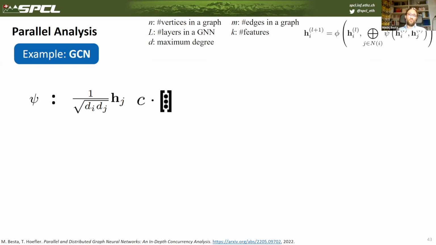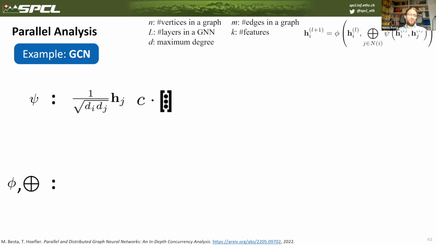And now the important thing is the compute pattern of this function execution. So in the compute pattern, this operation is really equivalent to multiplying a scalar, some scalar number c, with a dense vector that has the dimensionality of the number of features.